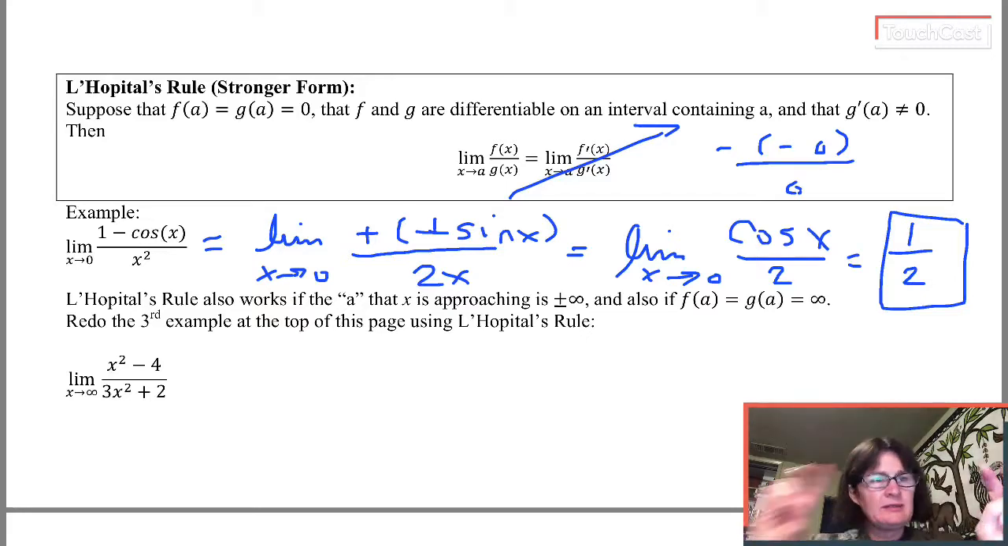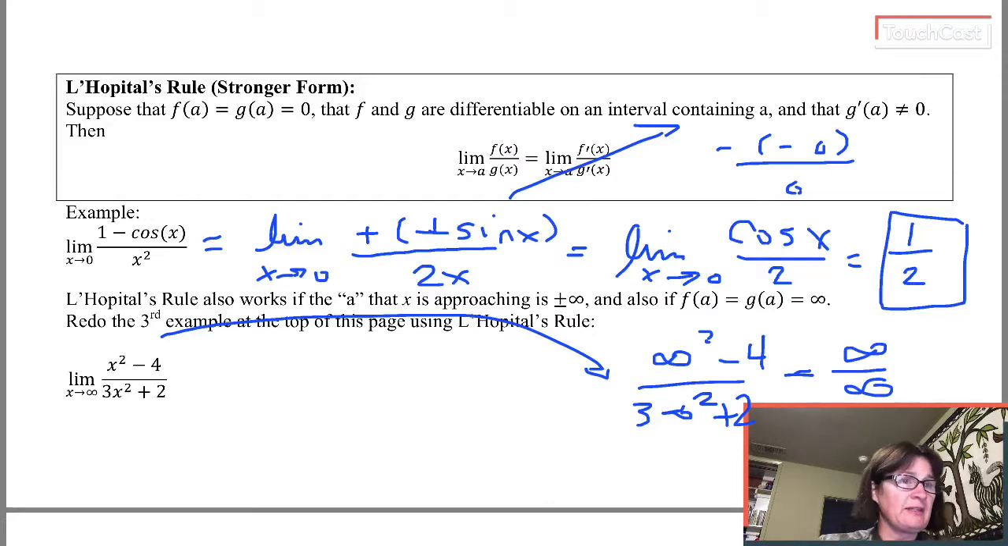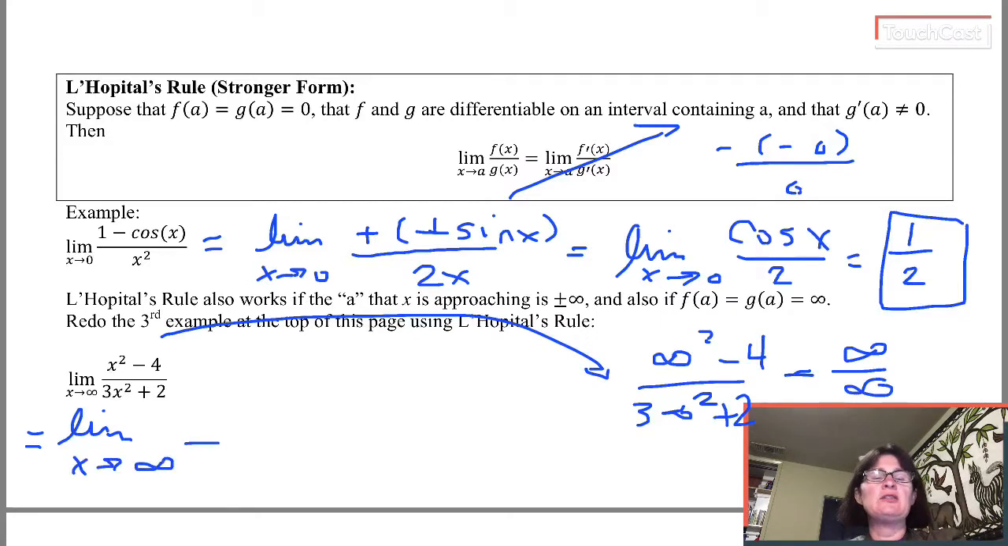So imagine plugging in infinity. I'll do that over here. That's going to be sort of like infinity squared minus 4 over 3 times infinity squared plus 2, which gives us essentially infinity over infinity, which is what we call an indeterminate form. So I'm going to try L'Hopital's rule. It's going to be the same as the limit as x approaches infinity of the derivative of the top over the derivative of the bottom. This is going to be 2x over 6x.